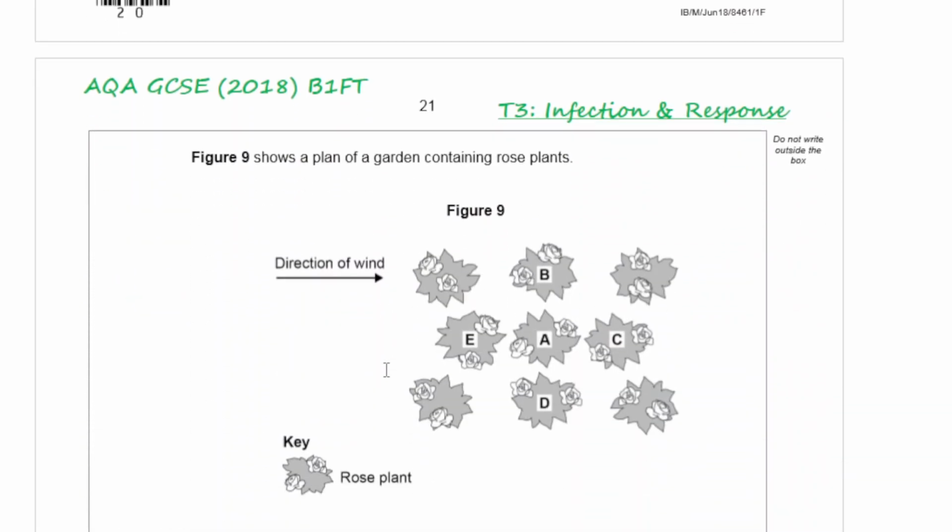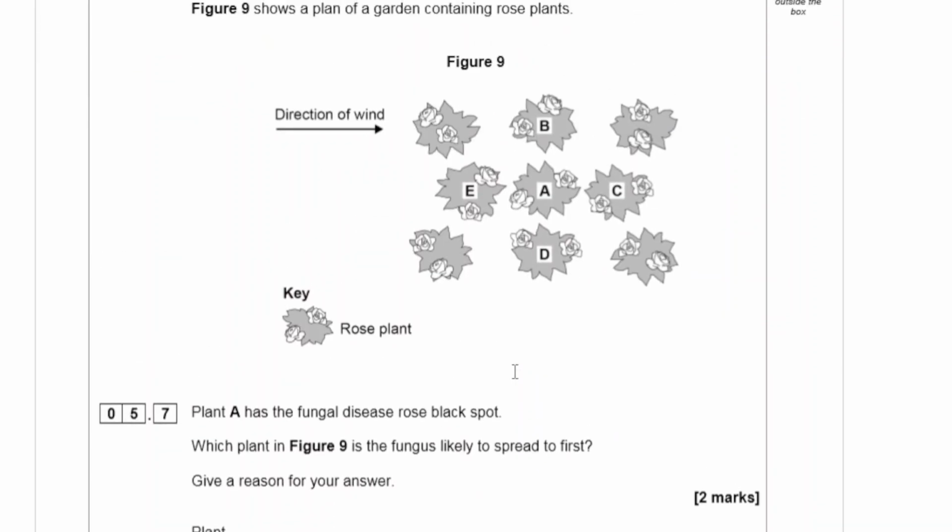Figure 9 shows a plan of a garden containing rose plants, and the direction of the wind. So you've got 9 plants in rows, and there's a key. Right in the middle is plant A. Surrounding it are B, C, D, and E. Plant A has a fungal disease, rose black spot. Rose black spot is a fungal disease that happens in plants. Which plant in figure 9 is the fungus likely to spread to first?